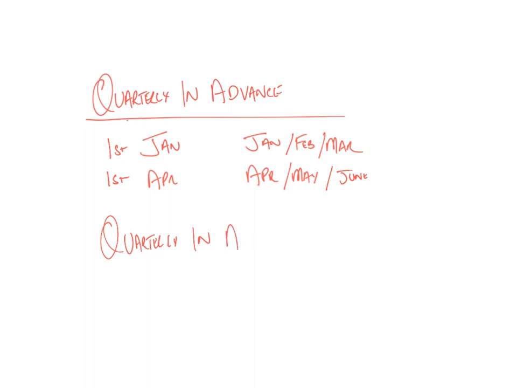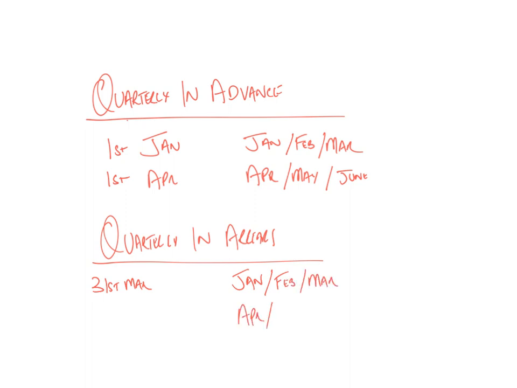quarterly in arrears. Now, what is quarterly in arrears? Quarterly in arrears means that the first payment will be done on 31st March at the end of the quarter for Jan, Feb and March. And then for April, May and June, the payment will be done on 30th June.